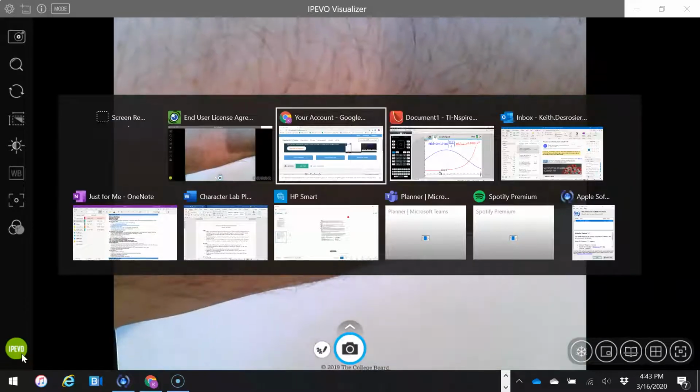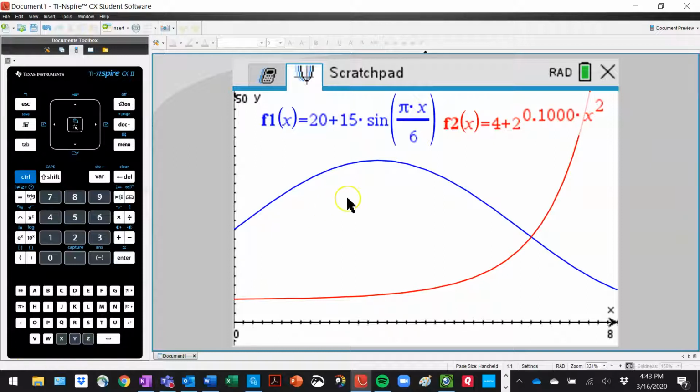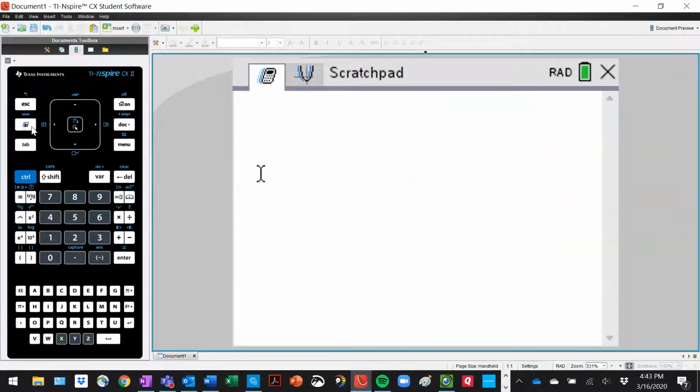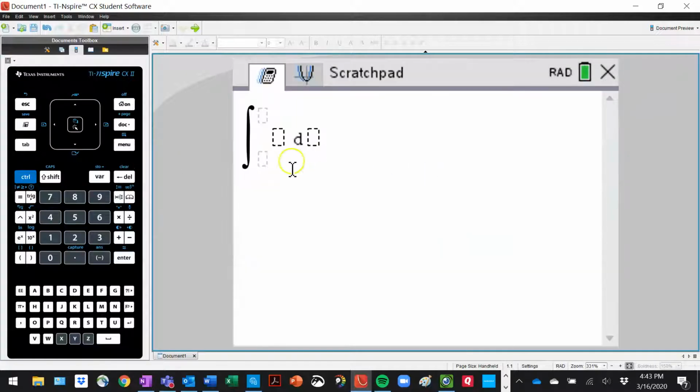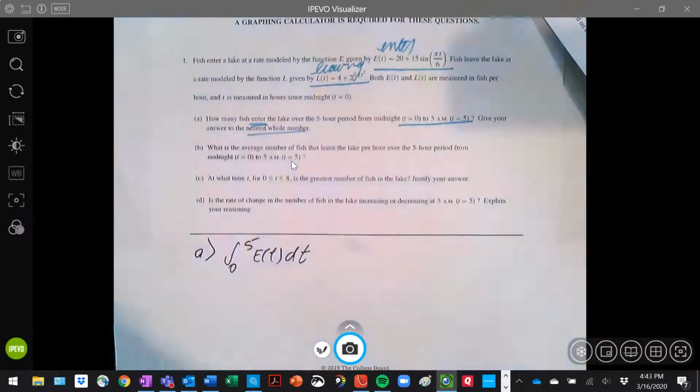Let's switch on over to my computer. And here we go. I've put E of t, that's f1 of x, that's the blue graph. L of t, that's f2 of x, that's the red graph. And so I'm going to go over onto my screen and I'm going to go to Menu, Calculus, Numerical Integral. I'm integrating from 0 to 5. I'm integrating the enter function, E of t, so in this case f1 of x dx. I'm going to hit enter and I'm getting 153.458.